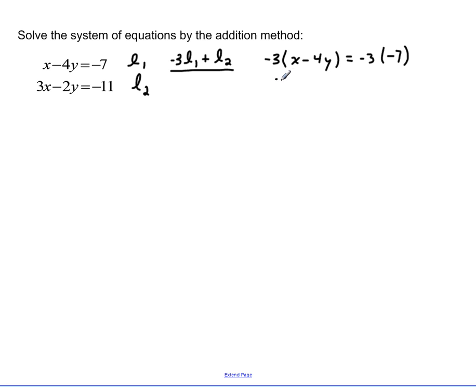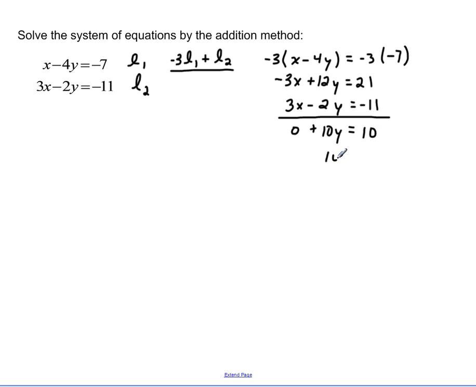So we would distribute right here and get negative 3x plus 12y equals positive 21. So what we're going to do is we're going to take this equation, we're going to add line 2 to it. So line 2 was before 3x minus 2y equals negative 11. So now let's add these two together. Negative 3x plus 3x, that results in 0x, plus 12 minus 2, 10y, equals 21 minus 11, so that's positive 10.